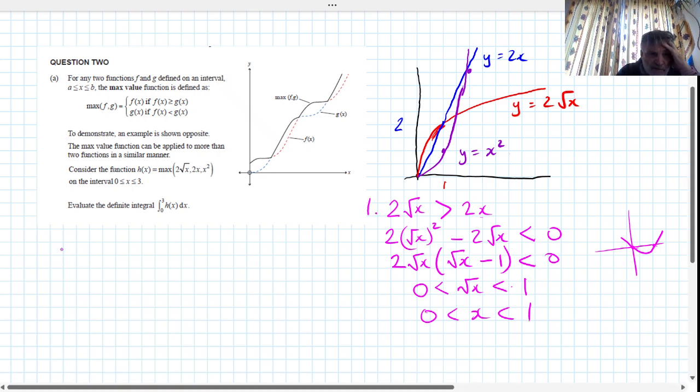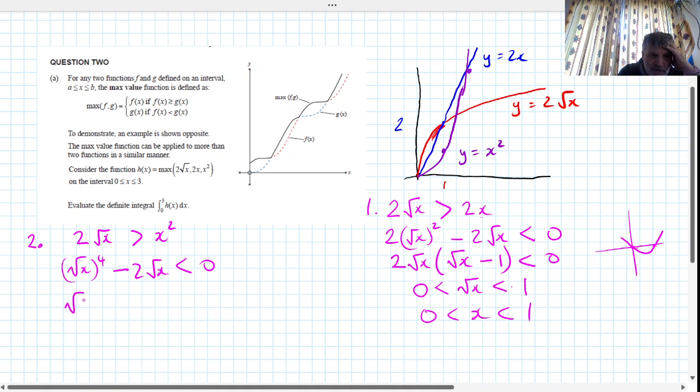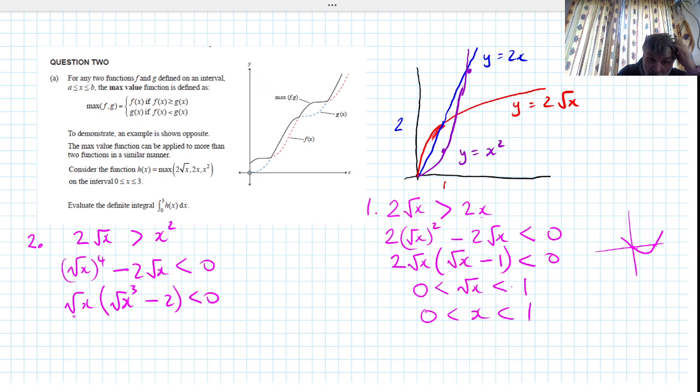There's going to be 3 of these we need to investigate. When is 2 root x bigger than x squared? Well, if this was a quadratic, this is a quartic, so it's going to be root x to the power of 4 to get x squared, minus 2 root x is less than 0, and that's going to be root x as the common factor, root x cubed minus 2 is less than 0. And again, quartics are like quadratics. You might get a little wiggle in there somewhere, but when there's only 2 roots, the quartic is going to be less than 0 between those roots.